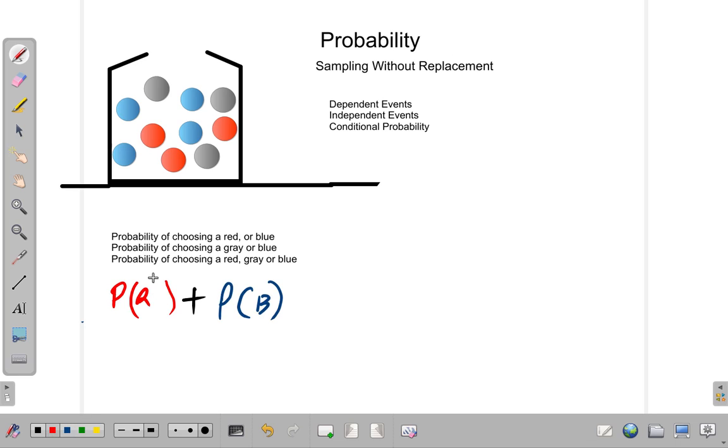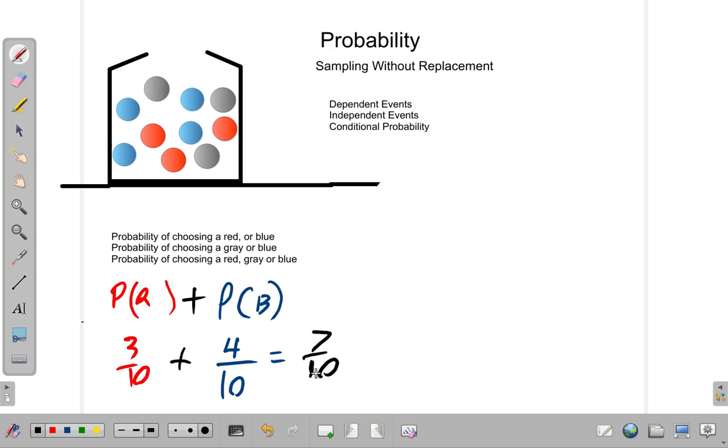So in this case, the probability of picking a red is what? 3/10, because you have 3 red balls, 1, 2, 3, and you have a total of 10 balls, 1, 2, 3, 4, 5, 6, 7, 8, 9, 10. Plus the probability that you pick a blue is 4 blue divided by a total of 10. So the answer is 3/10 plus 4/10 is 7/10.